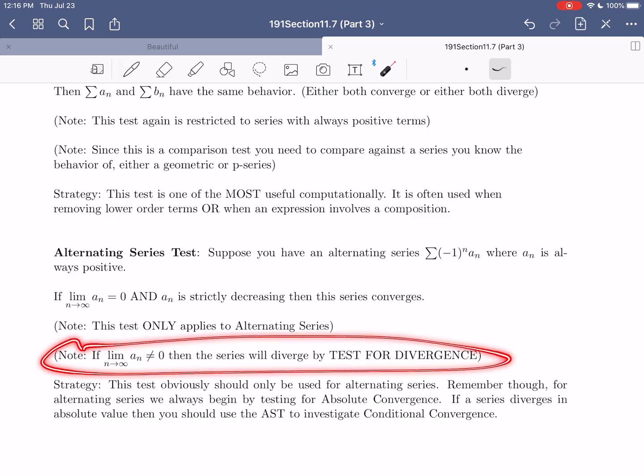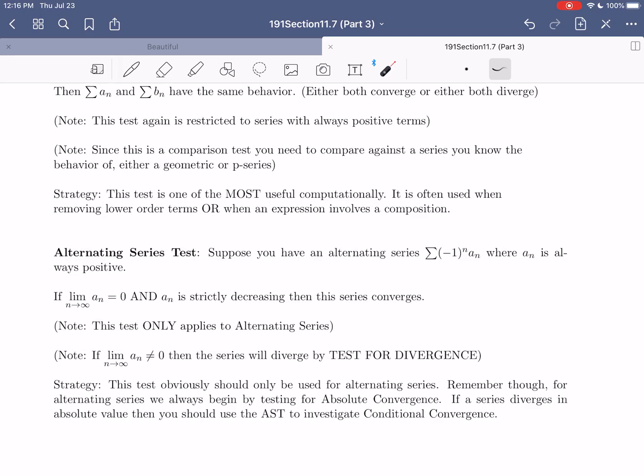Second note, which is about the terminology and the conceptual stuff behind the scenes. If that limit, when you're checking the first condition of the alternating series test, is not 0, then the series will diverge. But it doesn't diverge by the alternating series test. The alternating series test either says the series converges or gives you no information. So if that first condition is not satisfied, if that limit is not equal to 0, we know the series will diverge, but it'll diverge by the test for divergence.